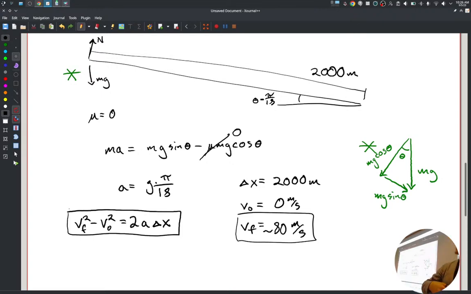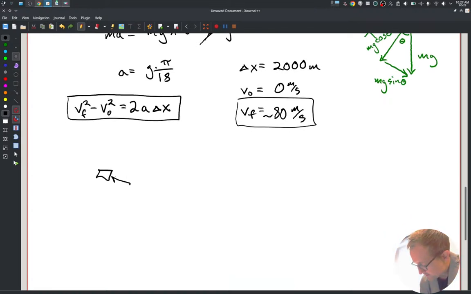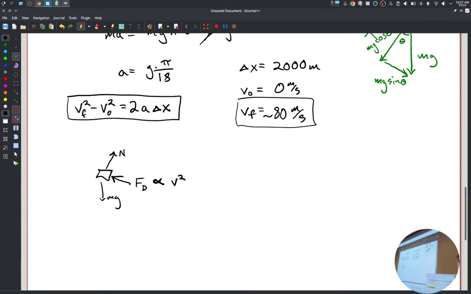But if we add air resistance, now there's a new term, where air resistance is going to be proportional to speed squared. So the faster you're moving, the more air is pushing against you. So the last thing that you can add is an F drag, proportional to V squared, so the faster you move, the more resistance you have. Then you can answer the question, what's the steady state speed, or max speed that you reach?